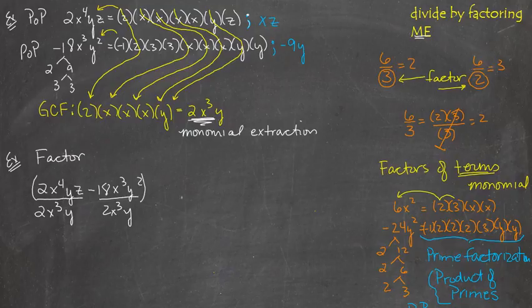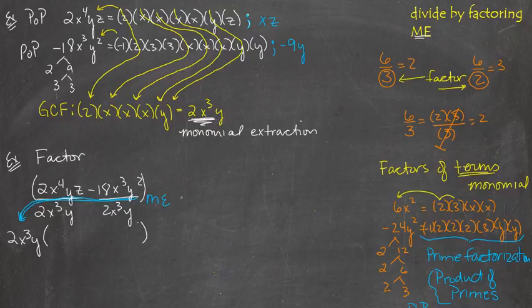All I'm doing is showing that both terms of this binomial divide by 2x cubed y. And then I want to pull it out. I'm going to factor it out. This line stands for monomial extraction, and it means factor out that monomial. So I'm going to write the monomial down, 2x cubed y.